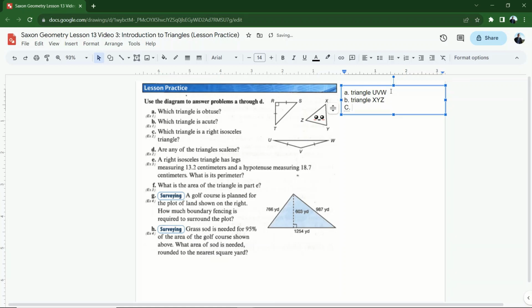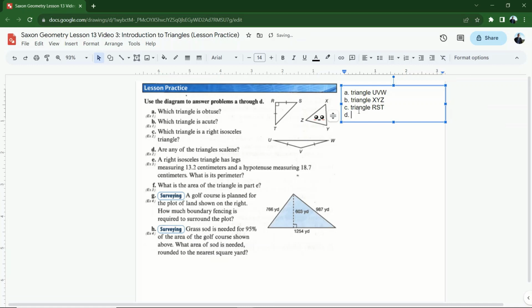Letter C. Which triangle is right isosceles? Well, I see that RST has a right angle. Is it also isosceles? Let's see, an isosceles triangle has two sides that are the same length. Well, these two sides are congruent here, and that means that this is an isosceles triangle. Remember, an isosceles triangle actually has at least two sides that are the same length. So triangle RST is a right isosceles triangle.